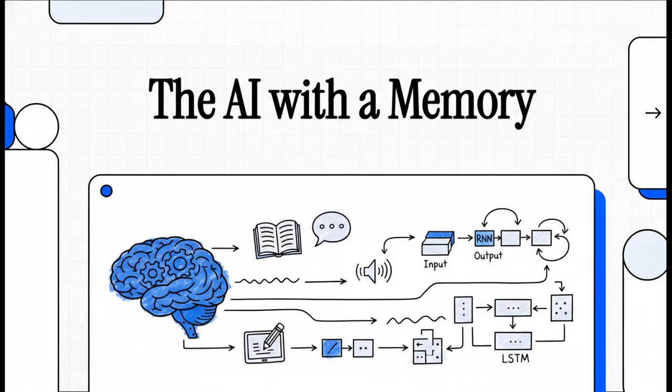All right, so we're constantly hearing about AI that can write, talk, and create amazing things. But how does it actually understand context? How does it remember what was said at the beginning of a sentence by the time it gets to the end? Well, today we're going to dive into exactly that, the architecture that first gave AI a real memory.